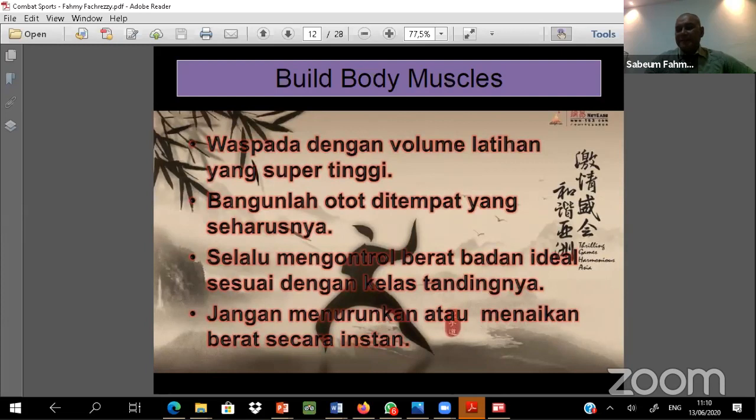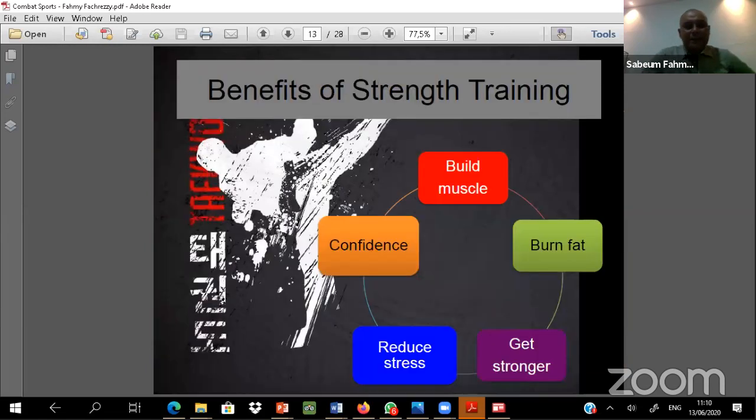The next slide. Yep, this is the benefit of strength training. 5 benefits. Number 1, building muscle. Number 2, burning fat. We know in the gym, now the combat training or aerobic training, the focus is not competition but only burning fat, because strength training can do that. Number 3, get stronger.